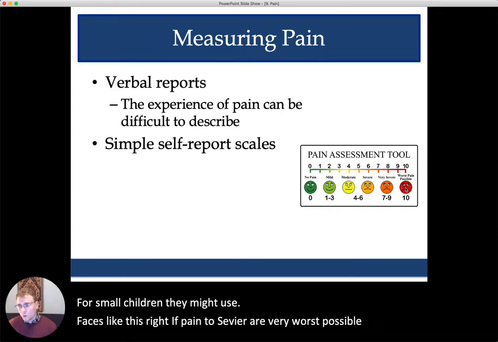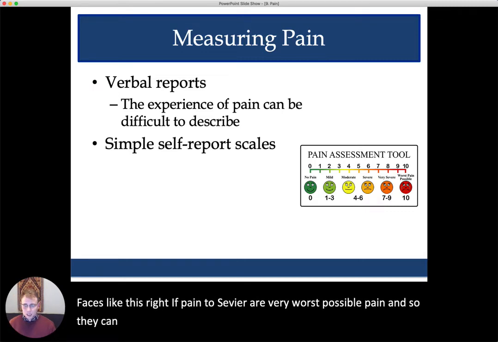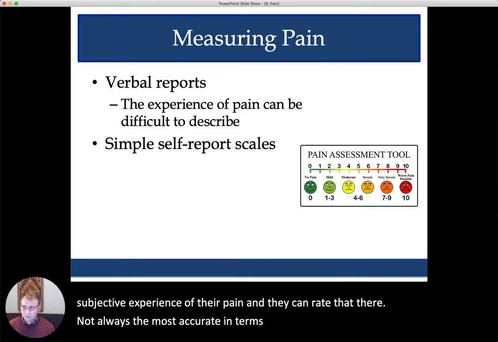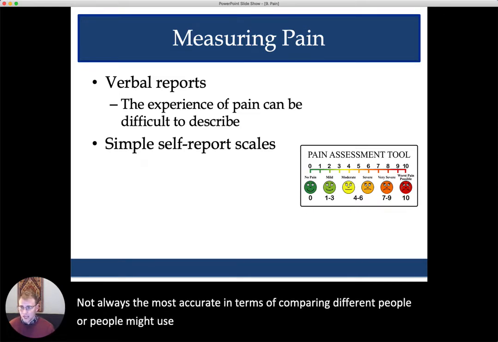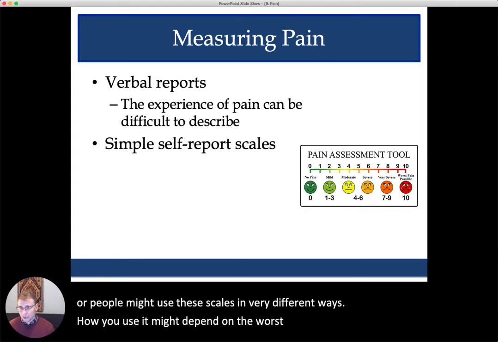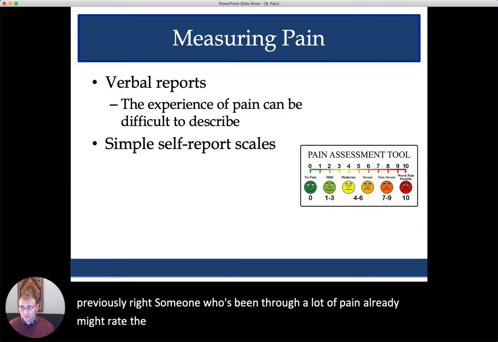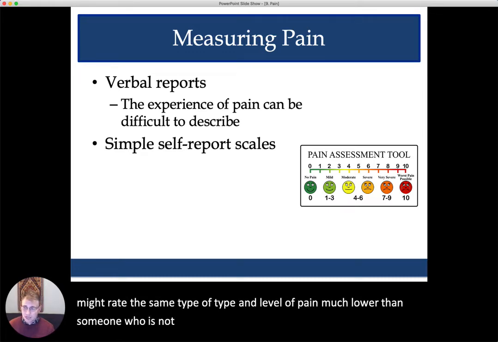And so these, while they certainly work in the sense that people do have a subjective experience of their pain and they can rate that, they're not always the most accurate in terms of comparing different people, right? People might use these scales in very different ways. How you use it might depend on the worst pain you have experienced previously, right? Someone who's been through a lot of pain already might rate the same type and level of pain much lower than someone who has not had those experiences of pain before and so sees this as the worst possible pain.